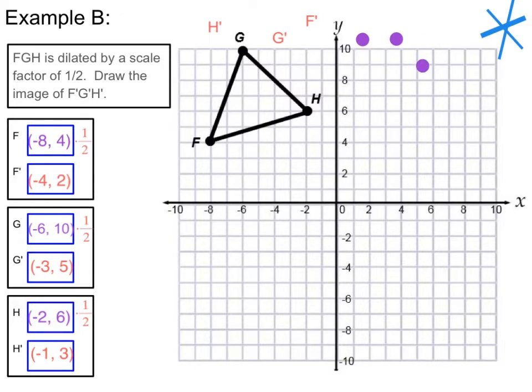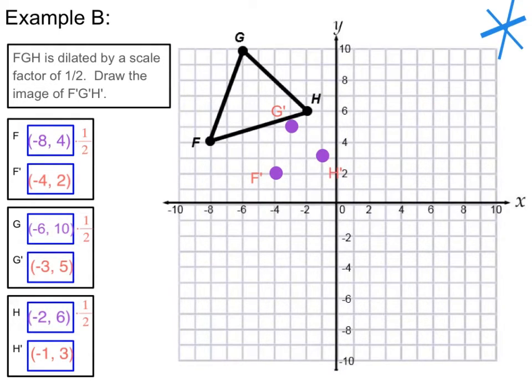So I've got negative 4, positive 2. I'm going to place my point there, and I'm going to call that F prime. Then I'm going to get negative 3, 5. Just going to plot negative 3, positive 5. And I'm going to call that G prime. And I'm going to take my H, and I'm going to put that at negative 1, positive 3. And I'm going to call that H prime.